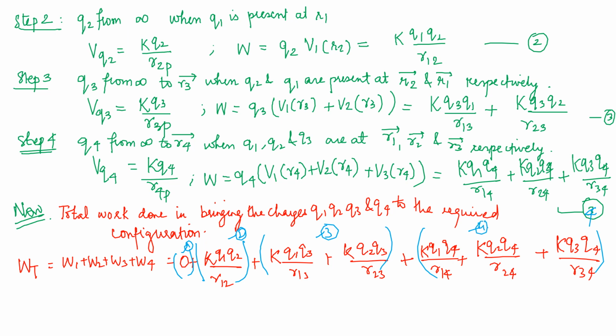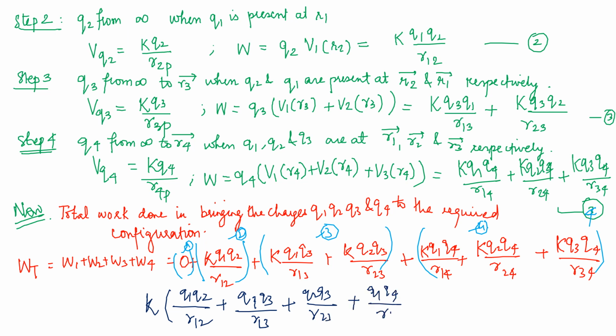After that, taking the common factor out, the common is just K, nothing else. What we get is Q1Q2 upon R12 plus Q1Q3 upon R13 plus Q2Q3 upon R23 plus Q1Q4 upon R14 plus Q2Q4 upon R24 plus Q3Q4 upon R34. So this is the total work done in a system where we have considered the 4 charges.